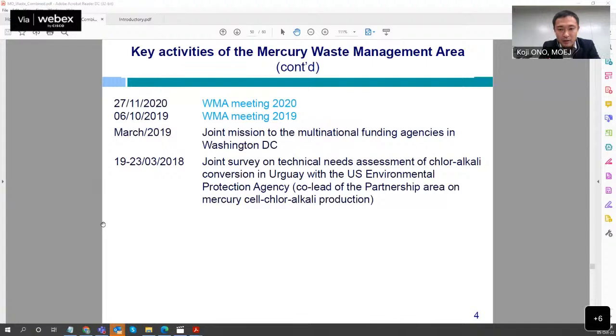These are a bit older, but for example, we have had a joint session with the other area, chloroalkali production, in order to assess technical needs.